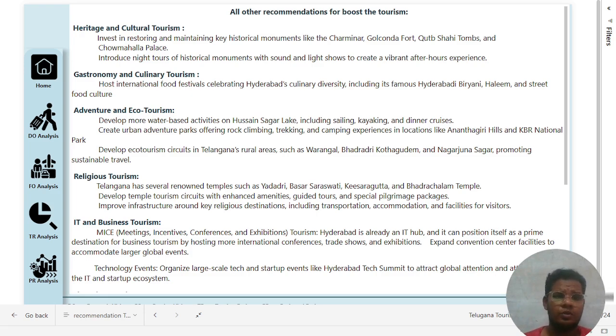Develop temple tourism circuits, enhance the amenities, guided tours, and special pilgrimage packages. That would also be increased through tourism. Improve infrastructure around key religious destinations, including transportation, accommodation, and facilities for the visitors as well.